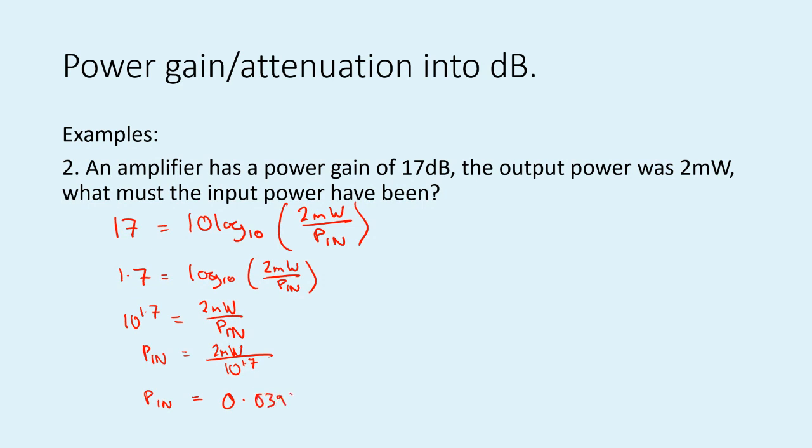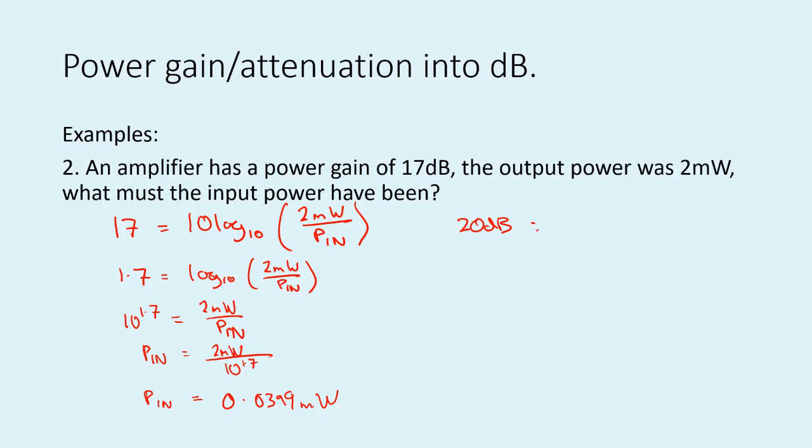0.0399 milliwatts. In other words, it's really, really small. But we expect that because the output power should be a lot bigger. So our 2 milliwatts should be a lot bigger because we've got actually 17 decibels. That's almost 100 times bigger because 20 decibels would be 100 times bigger.